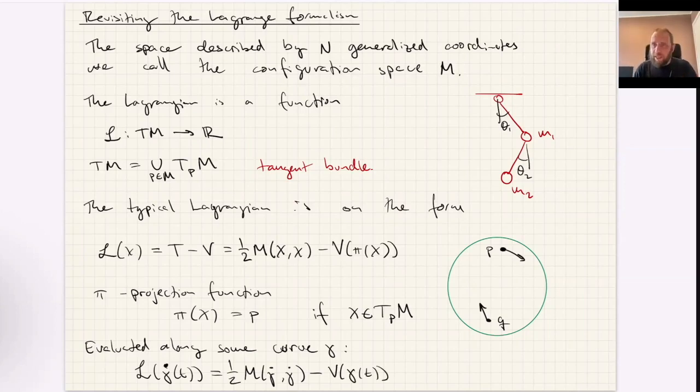If you want to write this down in coordinates, this is 1/2 m_ab, let me use a and b instead, let me name the coordinates q, q^a dot, q^b dot, minus v, and v depends only on the coordinates q. And I want you to know that in general here, this m is a rank 2 tensor. The components can depend on the position q as well.